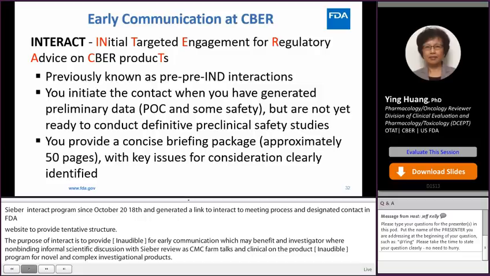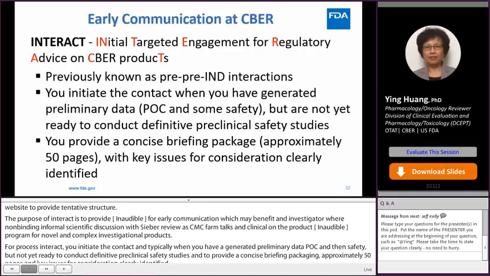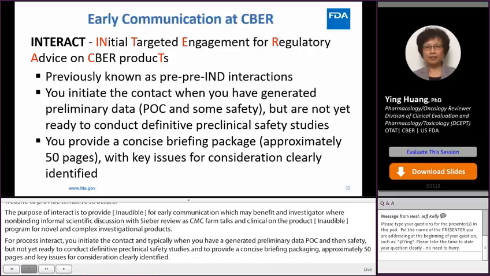Representatives from the OTAT review disciplines review each request meeting package and determine if it is appropriate for an INTERACT meeting based on the allowed scope.